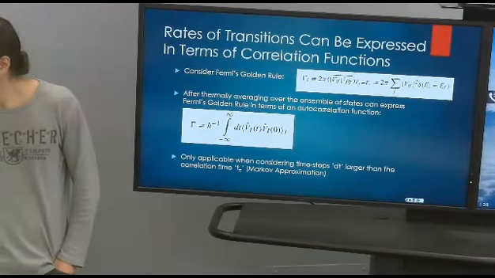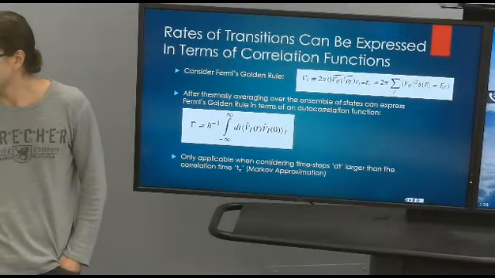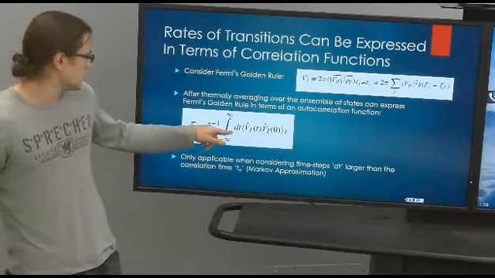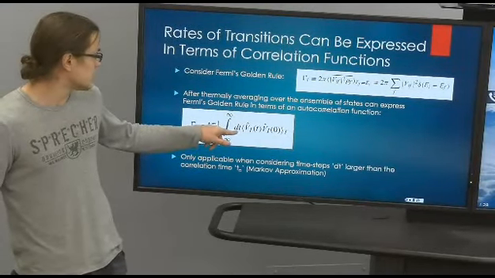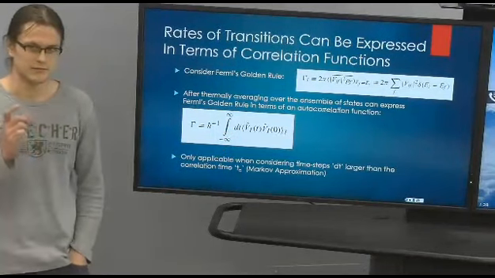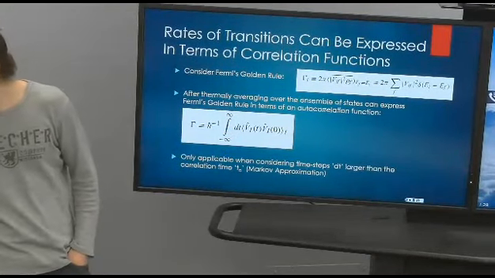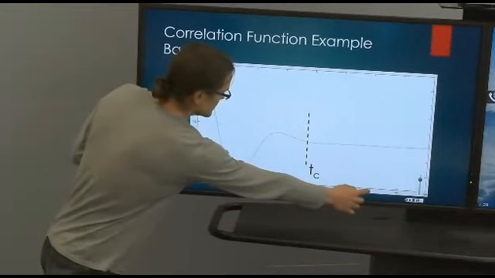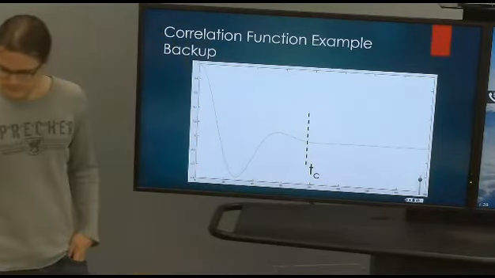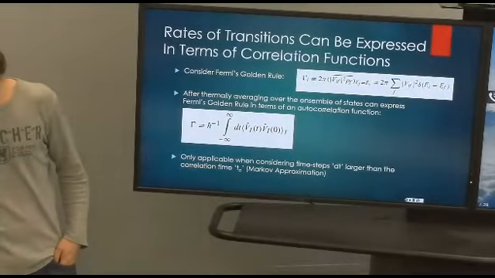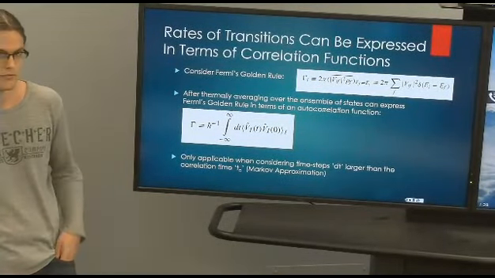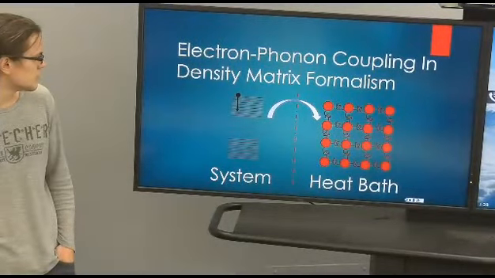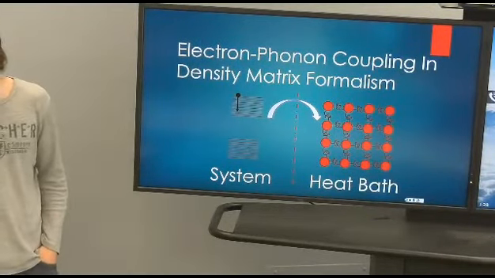And then we can only use correlation functions under the Markov approximation. We're not really integrating here; we're considering discrete time steps. If we look back here, we want our time step to be bigger than this correlation time, so that our operators will be independent of one another when we do the calculations. So that was it about correlation functions.